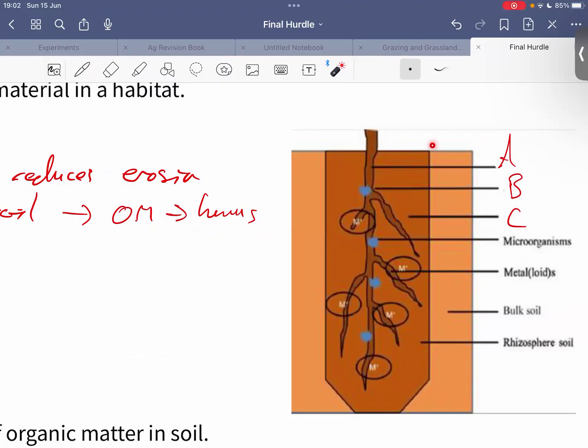Right, what is A? A is what? A is our endorhizosphere, Thomas. Brilliant. Okay, A is our endo. B is just outside here, is our ectorhizosphere. Lovely, Emma. And C is going to be our rhizoplane.